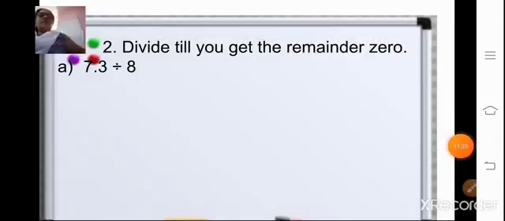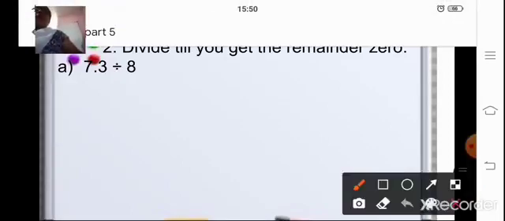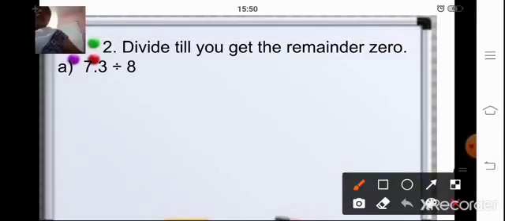Okay, now here your question number 2 is divide till you get the remainder 0. Now I have already told you when your question is divide till you get the remainder as 0, you will add zeros to your dividend if you don't get the remainder as 0. So let us start here. 7.3 to be divided by 8.